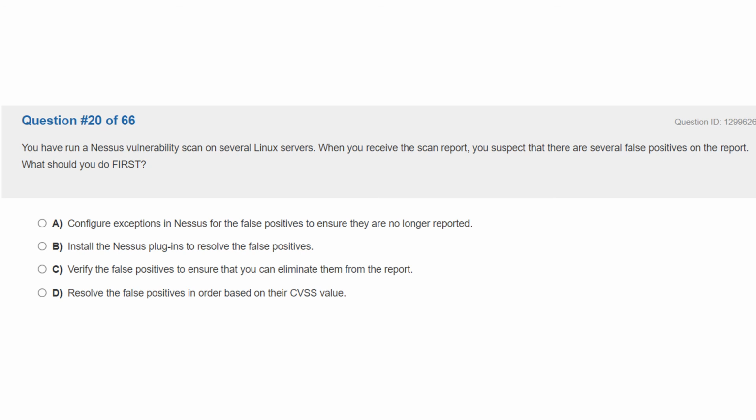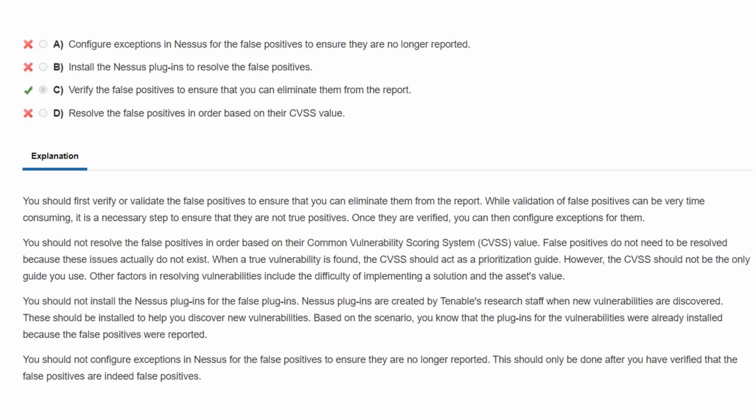Question 20, and the last in this set of questions. You have run a Nessus vulnerability scan on several Linux servers. When you receive the scan report, you suspect that there are several false positives on the report. What should you do first? The correct answer here is C. Verify the false positives to ensure that you can eliminate them from the report.